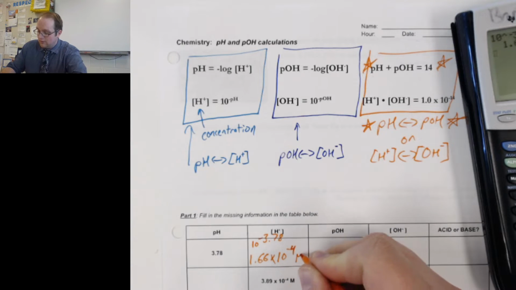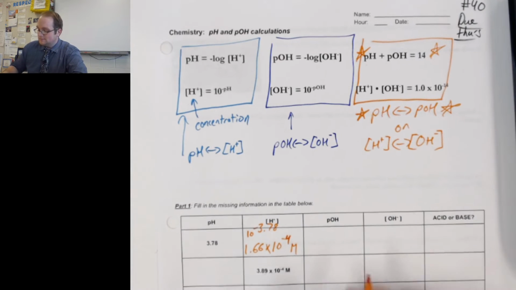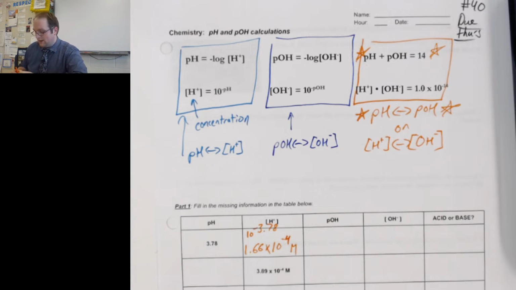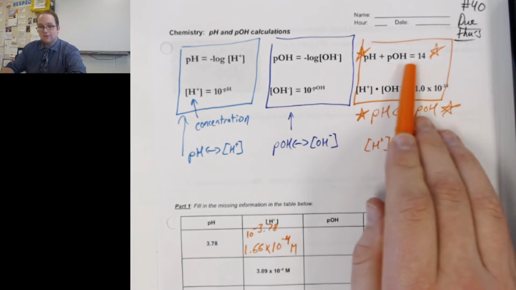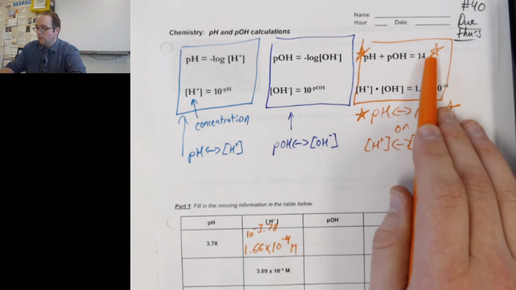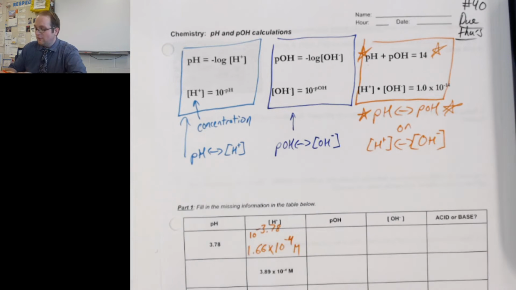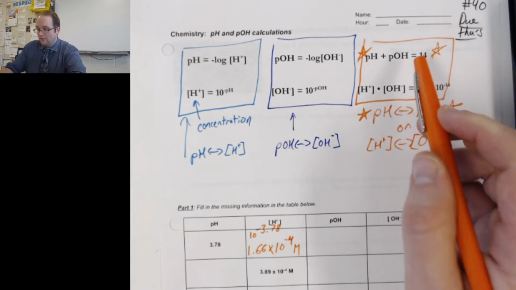I'm going to make sure that I put a molarity for that concentration. Okay? Now, to find pOH, I would look for an equation that lets me convert between these two, and that's going to be my friend up here. Very simply, pH plus pOH equals 14. So if I wanted to find just my pOH, I would just subtract my pH from both sides.